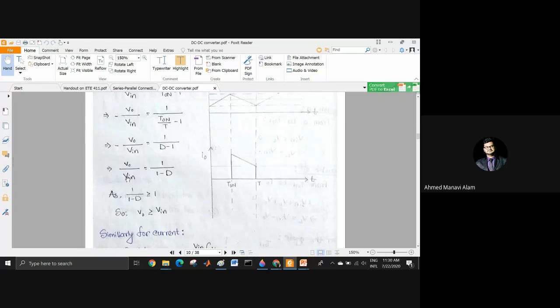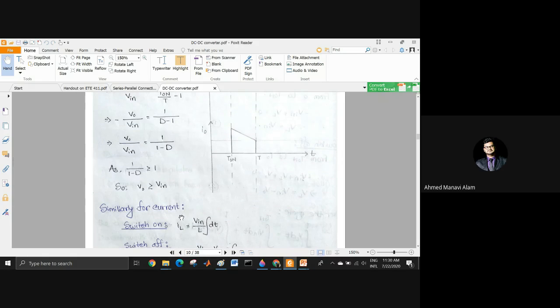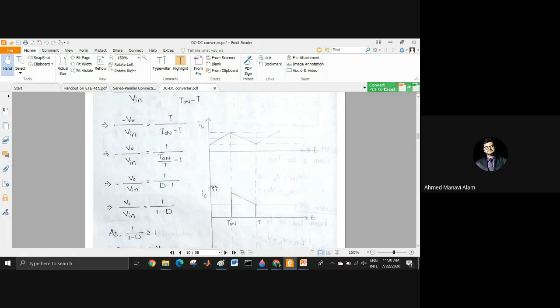So if you cross multiply, V in will be there. That means V naught has to be greater than or equal to V in. Here is our achievement. We have achieved the formula of the boost converter, and we have seen that the output voltage is greater than the input voltage. So that is why it is known as the boost converter.